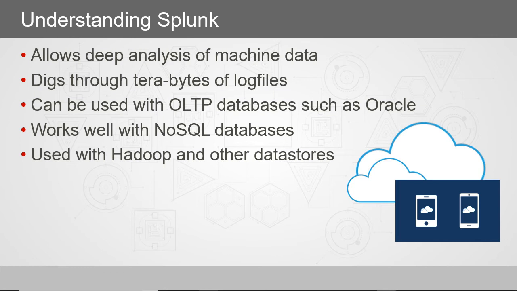Now, not only does Splunk go through flat files such as log files, it can be used with other data sources as well, such as OLTP or relational database management systems such as Oracle, SQL Server, or DB2. In addition to transactional databases, we can use Splunk with NoSQL databases such as Cassandra, where we may want to look through key value pairs, or if we want to look through unstructured or semi-structured data, Splunk would be a really good tool for that.